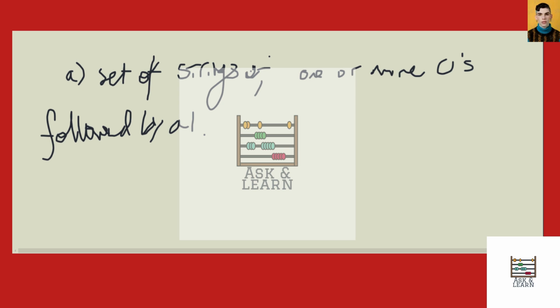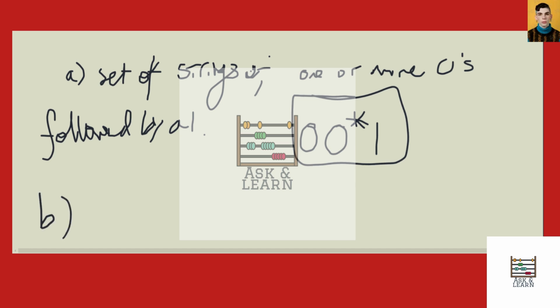Such a string is a string starting with a 0, followed by 0 or more zeros, and then followed by a 1. Now, all strings with 0 or more zeros can be represented as 0 star in regular notation. And so the set of strings starting with a 0 followed by 0 or more zeros and ending with a 1 is going to be 0, 0 star 1.